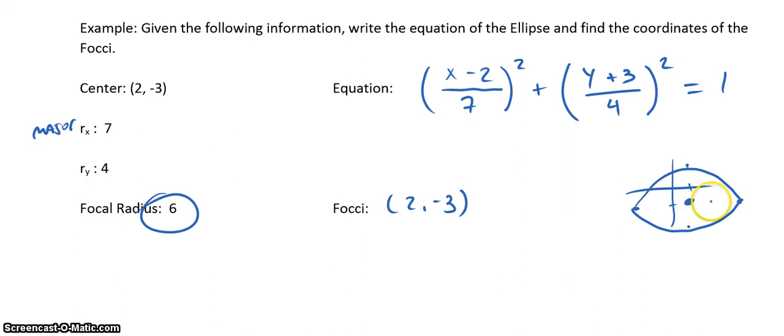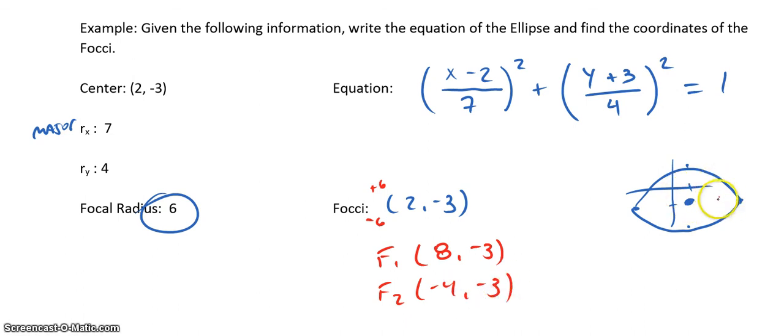Alright, so my foci are going to go 6 in either direction from my center. Now it's moving left and right, so that means my x value is changing. So I'm going to go plus 6, minus 6. So my F1 is going to be 2 plus 6 is 8, negative 3. My F2 is going to be 2 minus 6 is negative 4, negative 3. So 8, negative 3 should fall in there, and negative 4, negative 3 should fall in there.